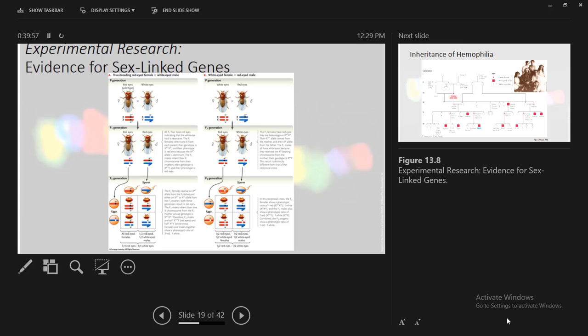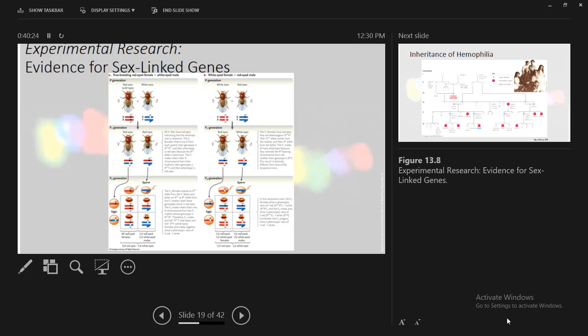Here we cross a true breeding red-eyed female with a white-eyed male. Notice the female here has two of the same chromosome. The male has a different chromosome here, because the male only has one X chromosome and one Y chromosome. When you do the cross, it's small so you can't see it, but you can look at this later.